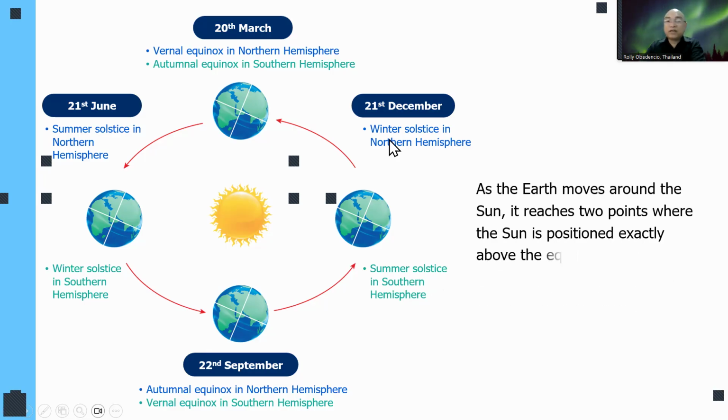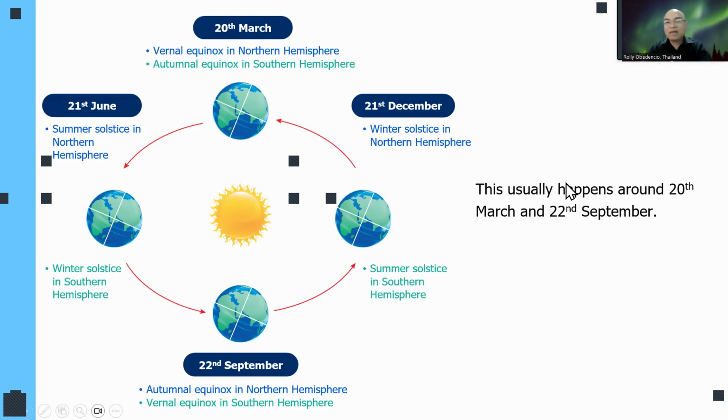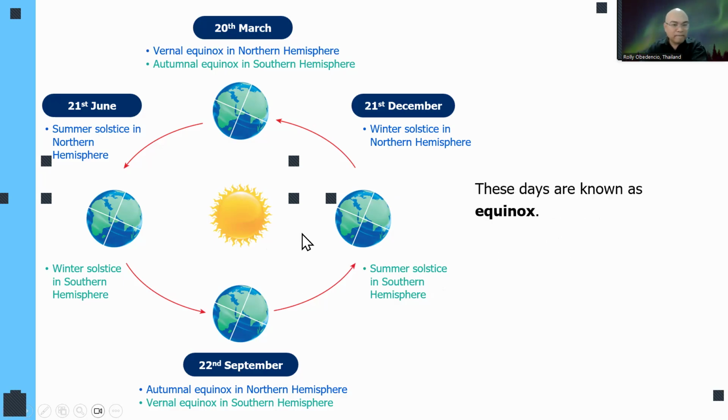As the Earth moves around the Sun, it reaches 2 points where the Sun is positioned exactly above the equator. This usually happens around the 20th of March and on the 22nd of September. Okay? All right. So these days are known as equinox.